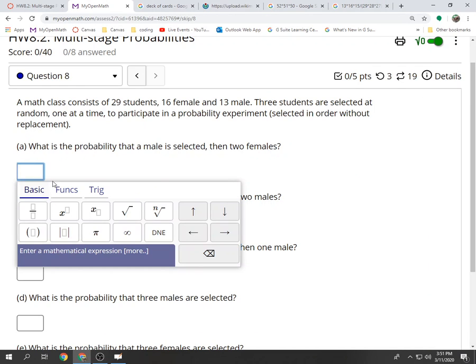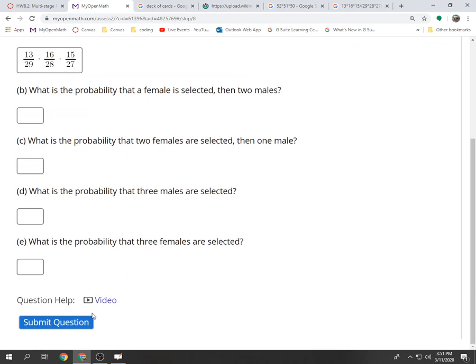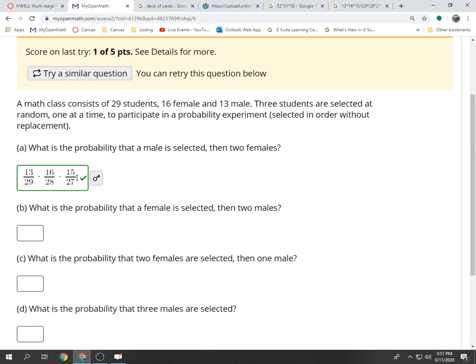Usually when you click on the box, it says type whatever you want. So I could type all the fractions if I wanted to. 16 over 29, is that what I started with? Yeah, times 16 over 28, and 15 over 27, right? So I could type it that way, and it should say, sure.